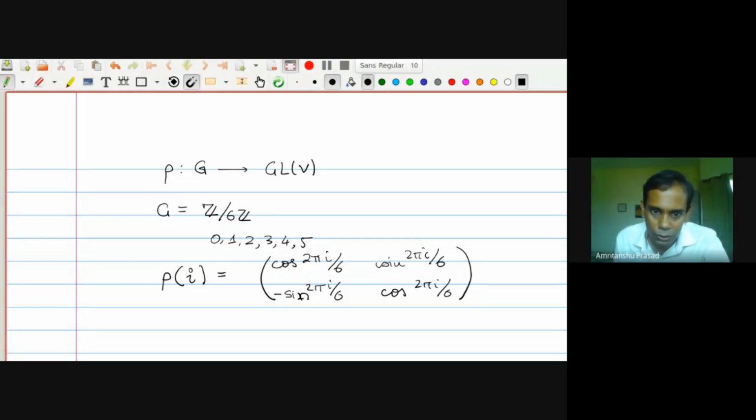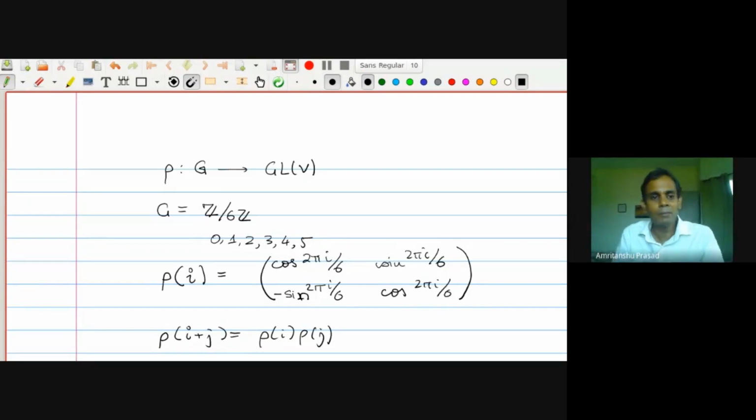Okay, so this matrix, you must have seen it before. This is the matrix of rotation by an angle of 2πi/6. So if i is 0, then this is the identity matrix. If i is 1, it's rotation by 60 degrees, and so on. And what we know is that ρ(i+j) is ρ(i) times ρ(j), because if you rotate by i times 60 degrees and then rotate by j times 60 degrees, it's the same as rotating by (i+j) times 60 degrees. So this is an example of a representation.